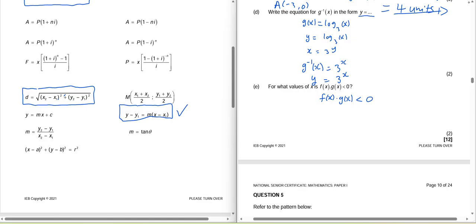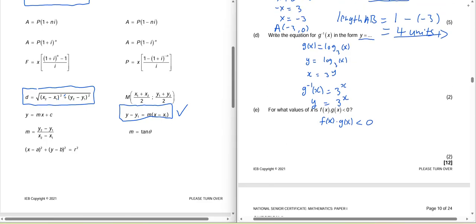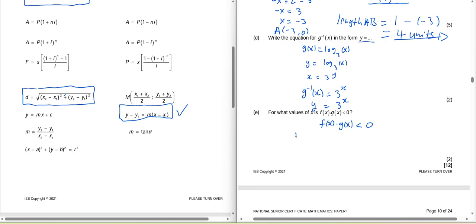Now, let's go. Let's think about it for a second. When is g of x defined? Note that our g of x should be defined for all the x values greater than 0.